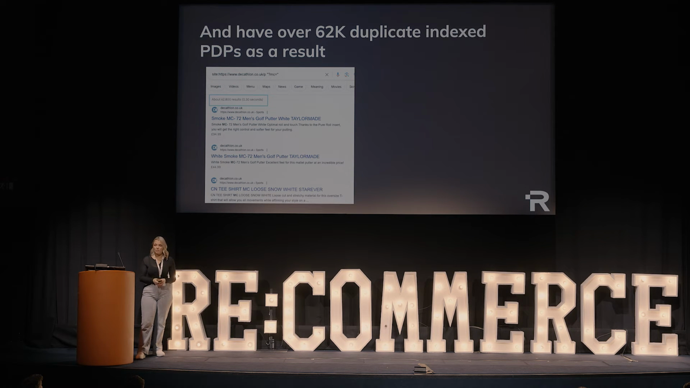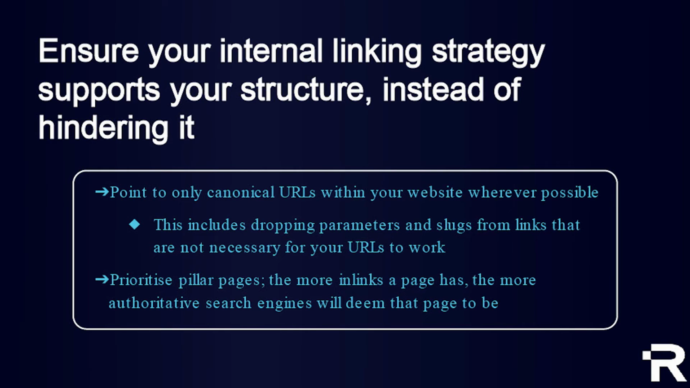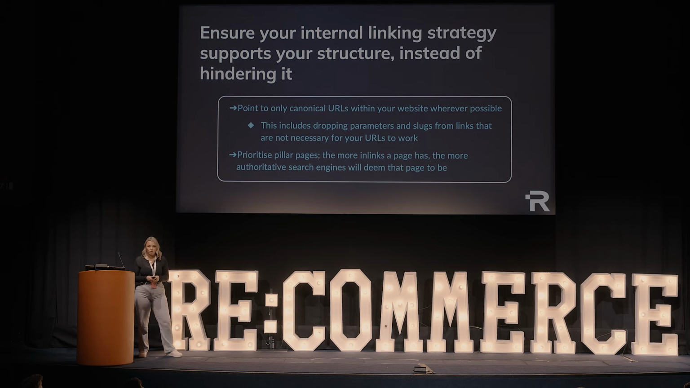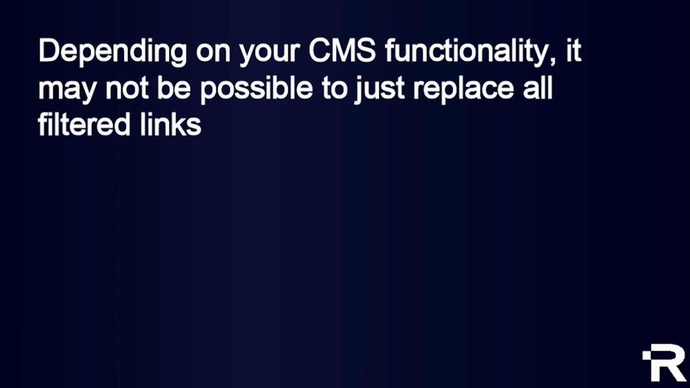And as a result, they've got over 62,000 duplicate indexed product pages because of the way that they're linking from their PLPs. So the way to tackle this is to try, where you can, to only point to canonical URLs within your website. So if you can drop those parameters and the PLP slugs from your URLs, you should try and do that. It kind of goes without saying, but prioritize your primary pages in your internal linking strategy. The more links a page has, the more important Google is going to think it is. So just make sure you point into the correct ones.